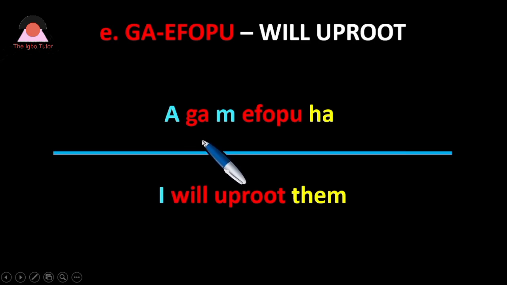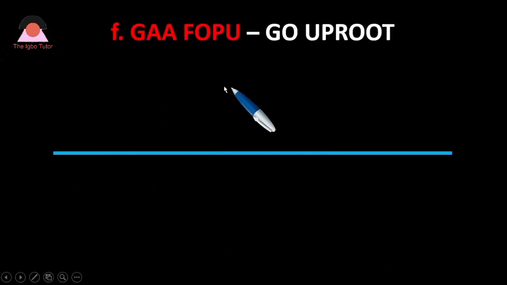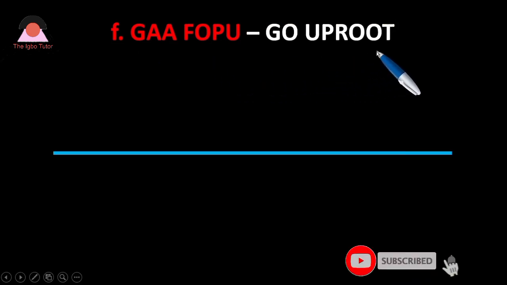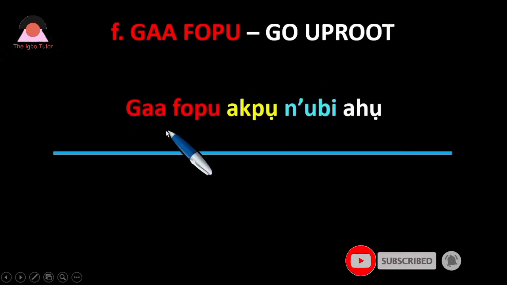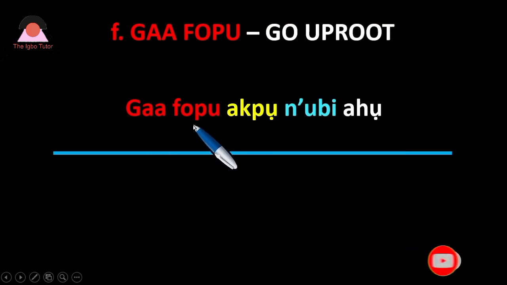This is what we met in Igbo from sentence formation, and we follow it. Agam efopụ ha. I will uproot them. We move on to ga-afopụ, a command. Go uproot. Ga-afopụ. Sentence now. Ga-afopụ akpụ n'ubi ahụ.